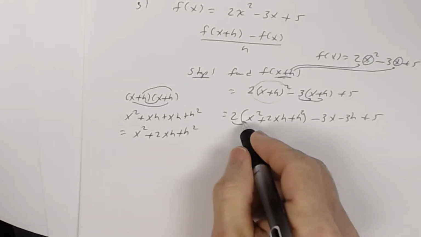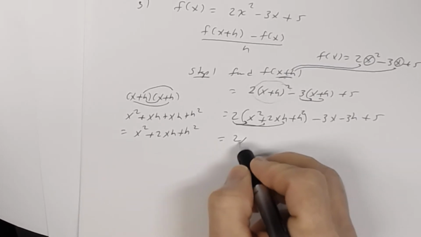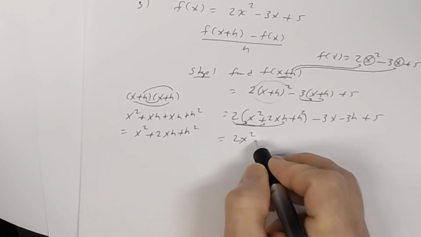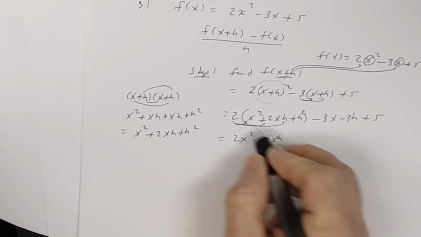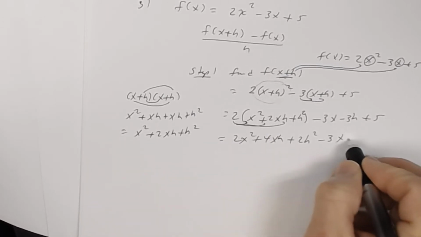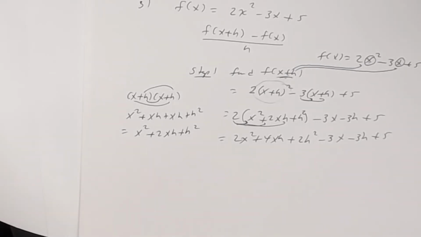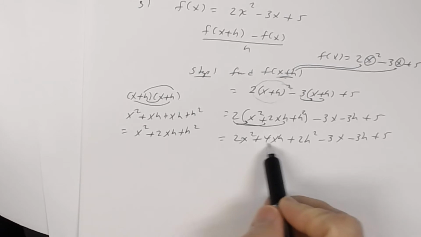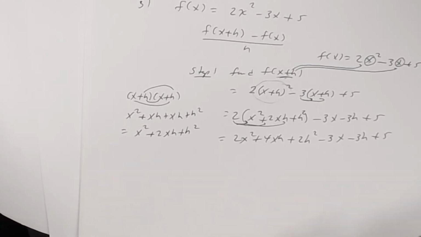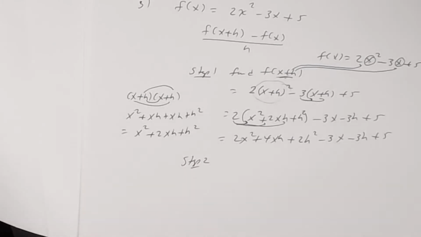Now let's go ahead and get rid of the parentheses. Let's use the distributive property. So we get 2x squared, 2 times 2xh is 4xh, 2 times h squared is 2h squared, and then minus 3x minus 3h plus 5. Okay, so that's your step 1. And you'll notice that in your step 1, none of these are like terms.